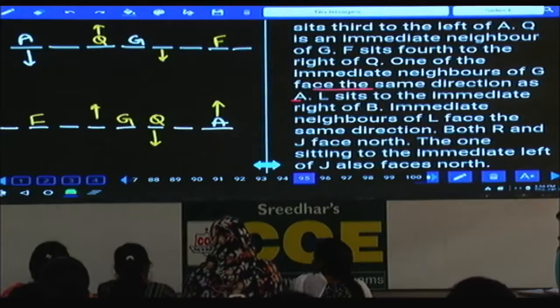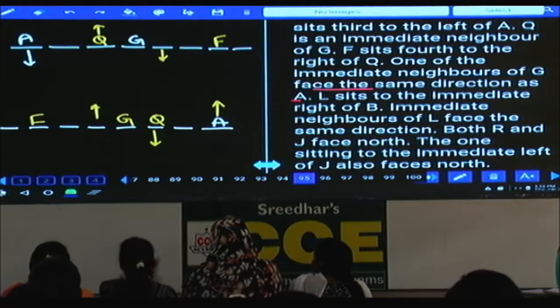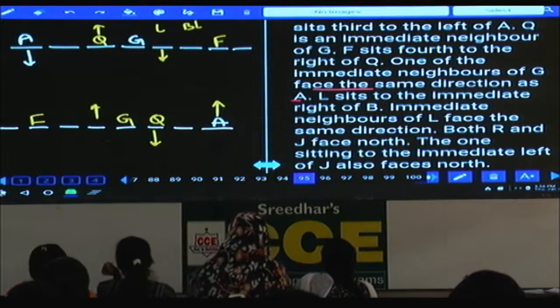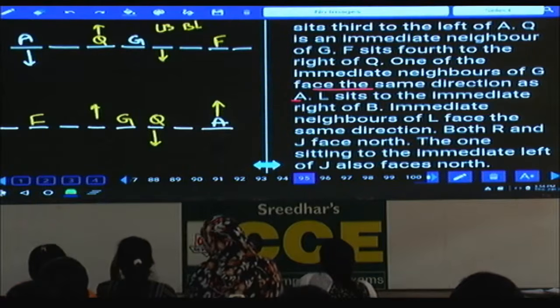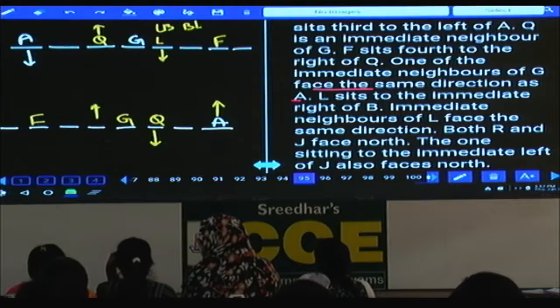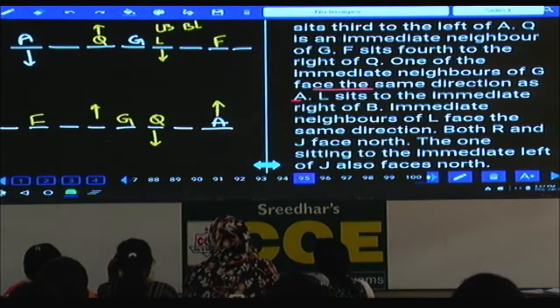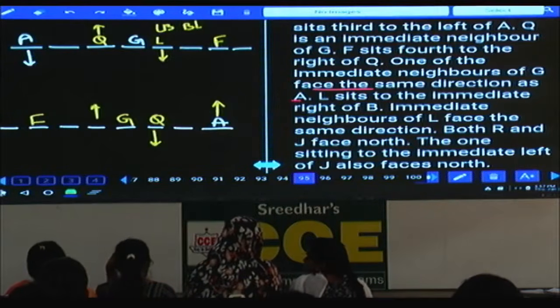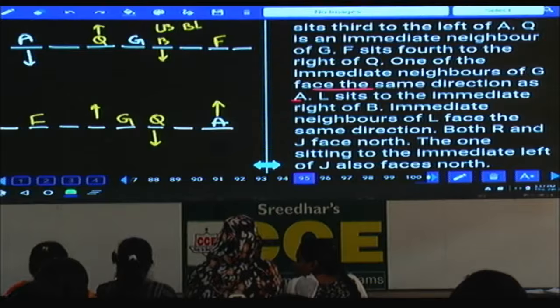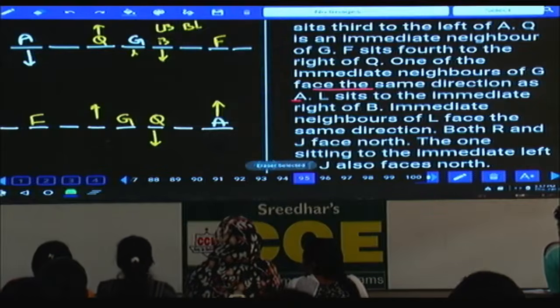L sits to the immediate right of B, so L and B must be together. If L is here, B will be here. Or if L is here, B will be here. Tell me whether L can be here or not. If L is here, L sits to the immediate right of B, and that is possible. Can you take B at this place? If B is here, B is facing south, then L and G must be in the same place, not possible. Hence B cannot be at this place.